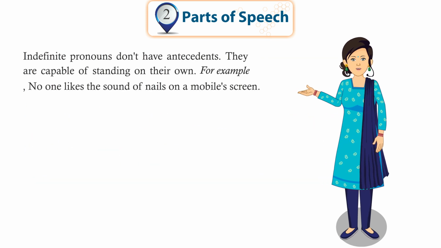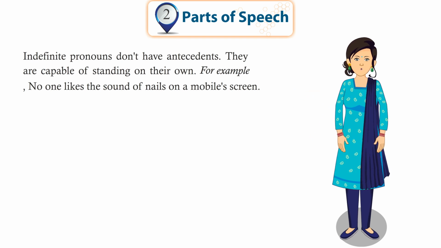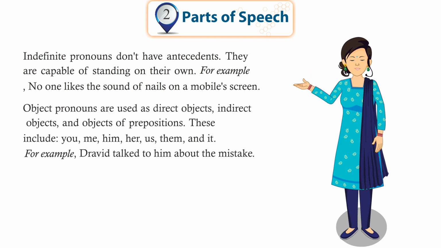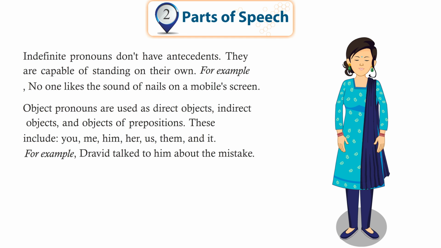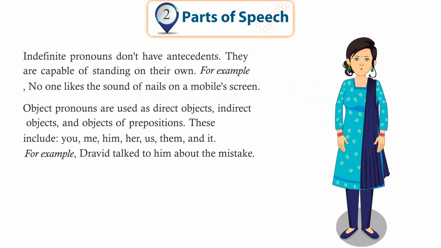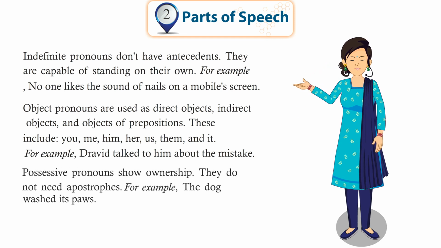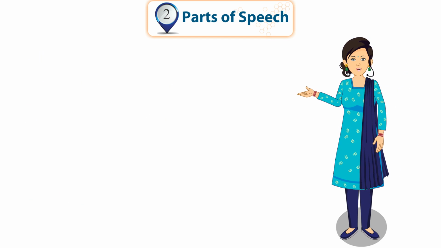Indefinite pronouns don't have antecedents. They are capable of standing on their own. For example, no one likes the sound of nails on a mobile screen. Object pronouns are used as direct objects, indirect objects, and objects of prepositions. These include you, me, him, her, us, them, and it. For example, the driver talked to him about the mistake. Possessive pronouns show ownership. They do not need apostrophes. For example, the dog washed its paws.